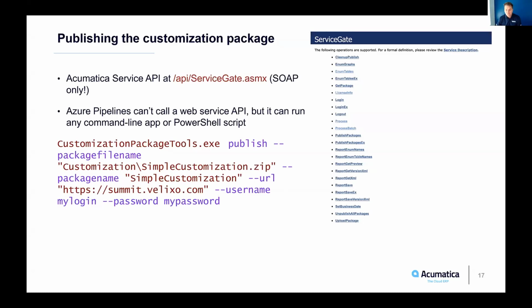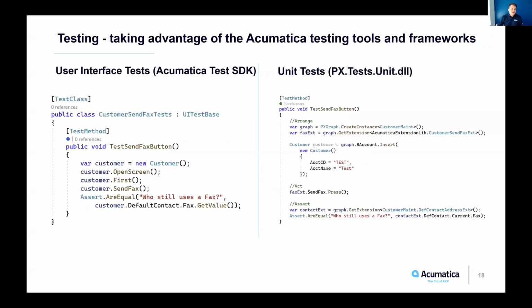Once your customization project is published, it's now time to run your test. Acumatica provides two different testing frameworks, one for unit testing, the other for user interface testing. The Acumatica UI test framework, which is probably the most commonly used, or at least the most well-known testing solution in the Acumatica world, is built on top of Selenium. I'm sure this is familiar to many of you on the call today.